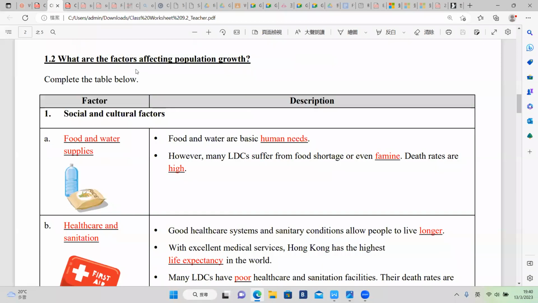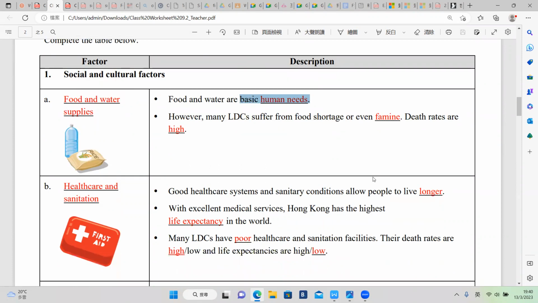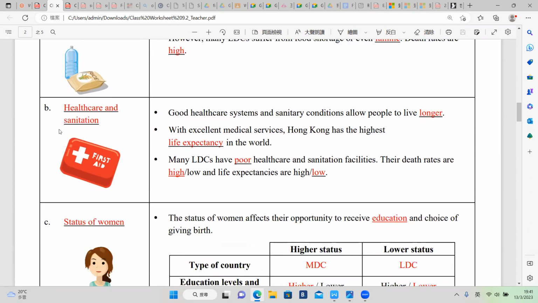Okay, what are the factors affecting population growth? Each may include food and water supply. Okay, when we have a lot of water and a lot of food, these are basic human needs. More food, more water, then there is a larger basic supply for the people. If there is not enough of this basic supply, the people in the LDC may suffer from food shortage or even famine. Okay, death rates are high.